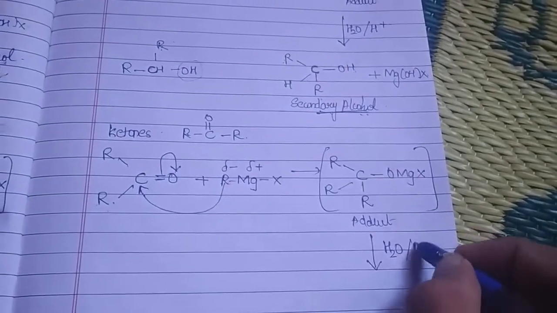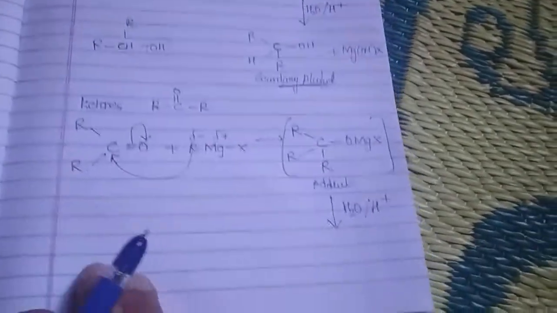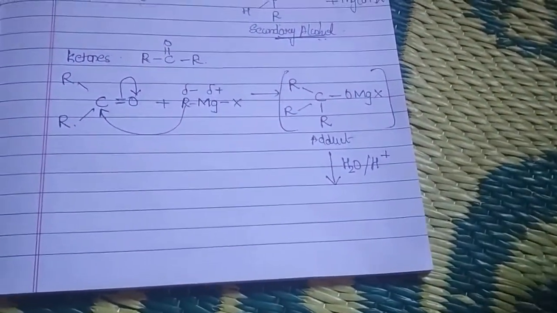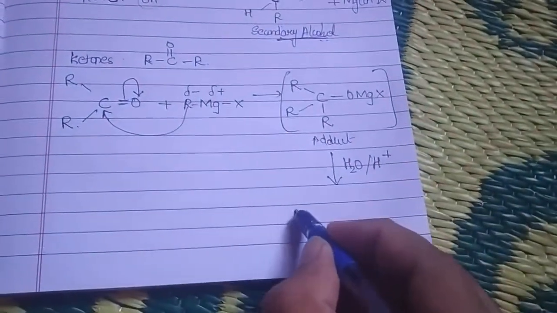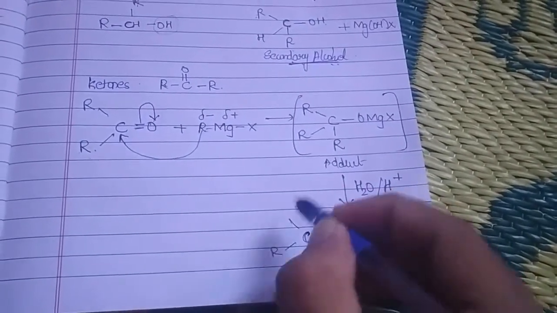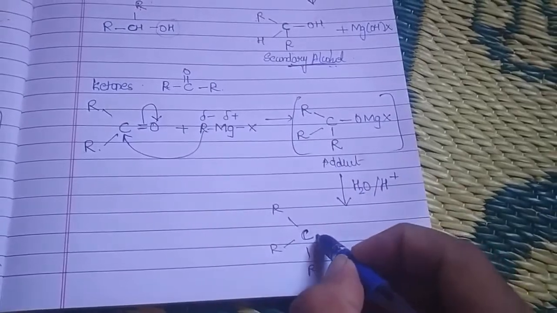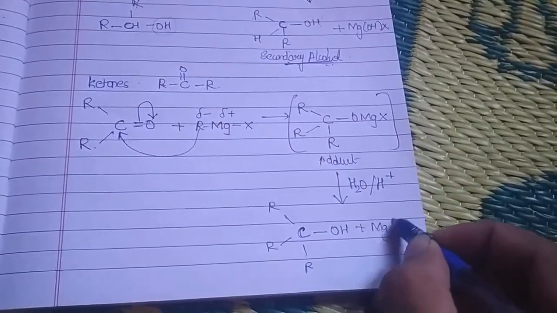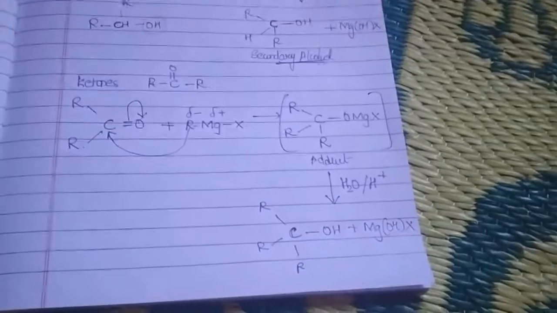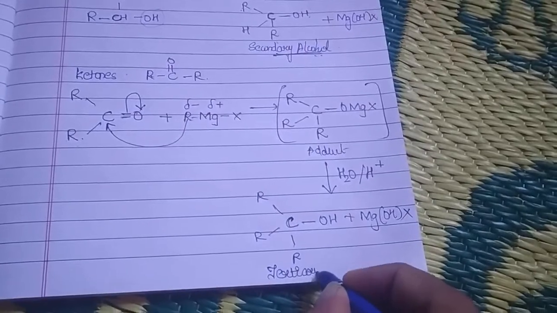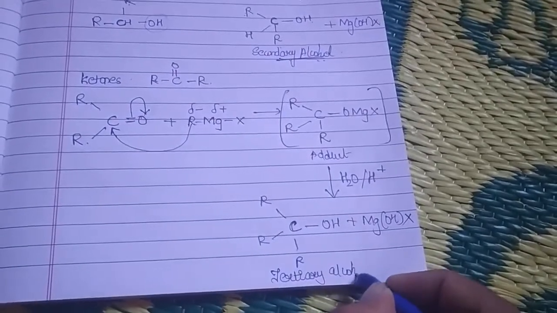So when this adduct undergoes acid hydrolysis, remember, only after the acid hydrolysis of the adduct do we get our corresponding alcohol. So in this case, what happens? My C already has 3 R's, that is alkyl or aryl groups, which will be attached to further OH, plus MgOH(X). So now this is what? A tertiary alcohol.